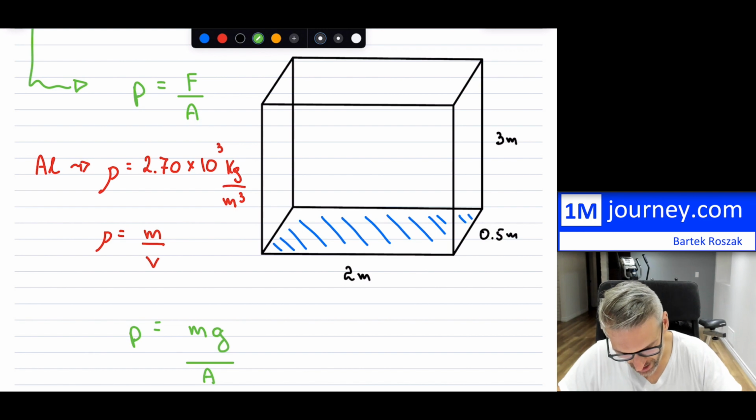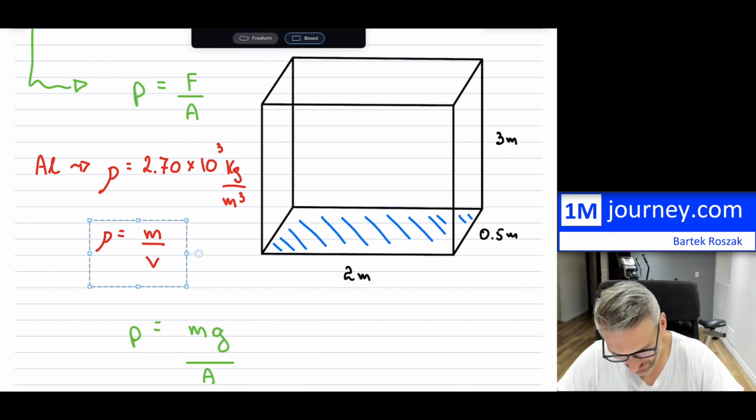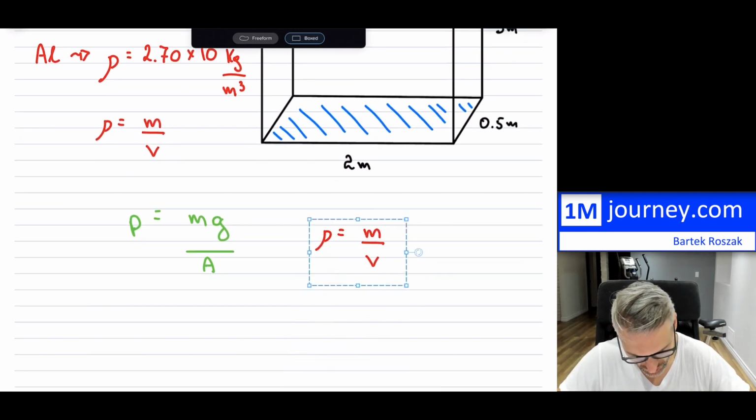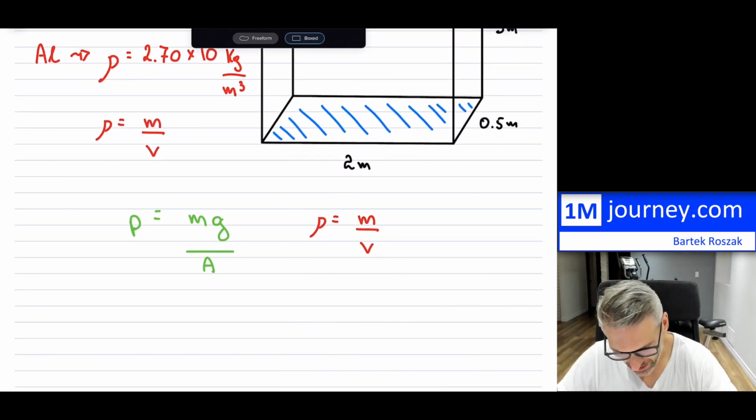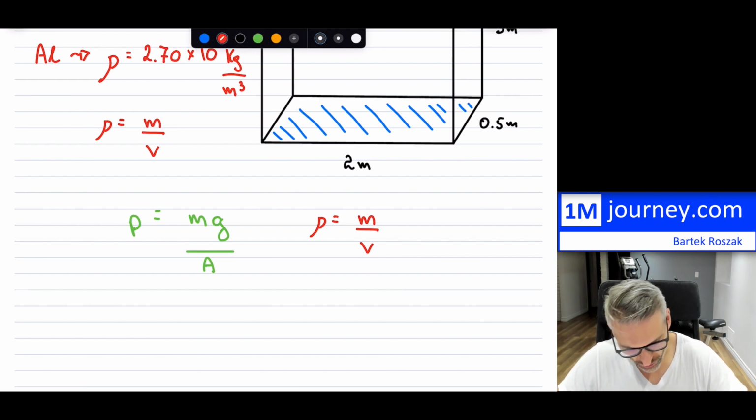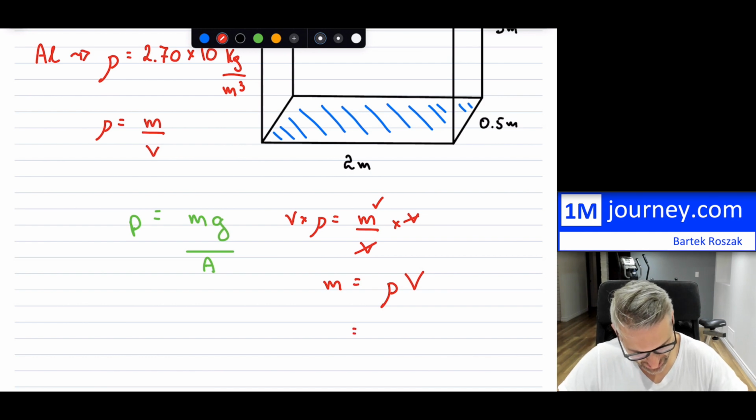Well, in order to do that, if you take this item right here and figure this out, I'm going to shift this over to this side. You can of course rearrange this for mass, right? You can multiply both sides by V, as I am doing right now, and then the V will cancel, and all you're going to have is mass equals density times volume. What's interesting is that I already know what the density is, 2.70 times 10 to the 3.